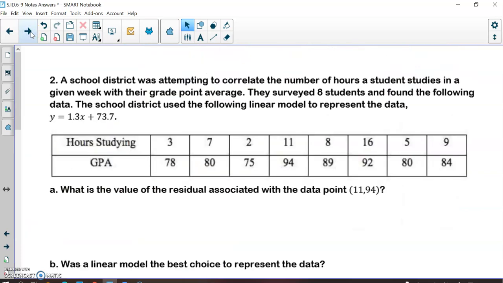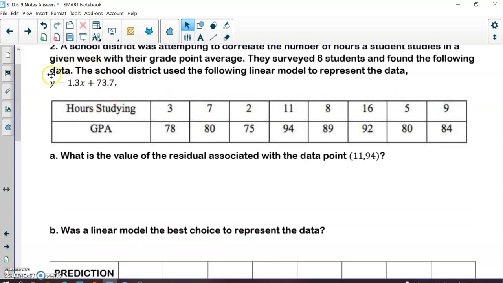All right, a school district was attempting to correlate the number of hours a student studies in a given week with their grade point average. They surveyed 8 students and found the following data, and the school district decided to use a linear regression model, and this is the linear regression model that they came up with. We want to find the residual associated with the data point of 11, 94.